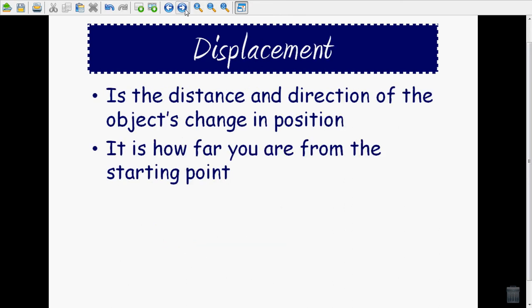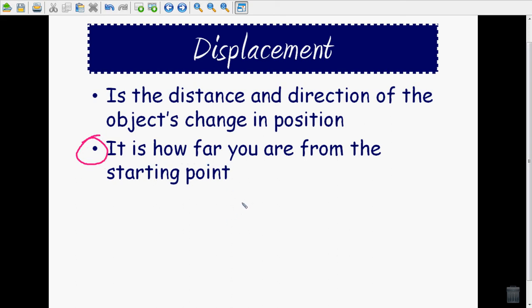Okay, so we have distance, and distance is just how far you traveled. We have something called displacement, and displacement is the distance and the direction of the object's change in position. I like to think about it as how far you are from the starting point.